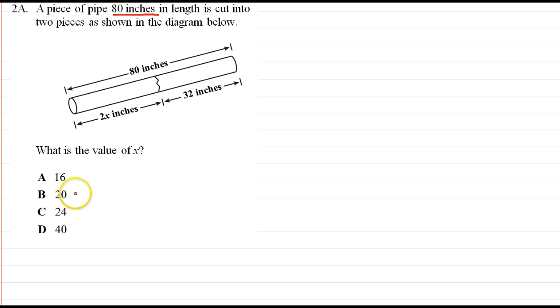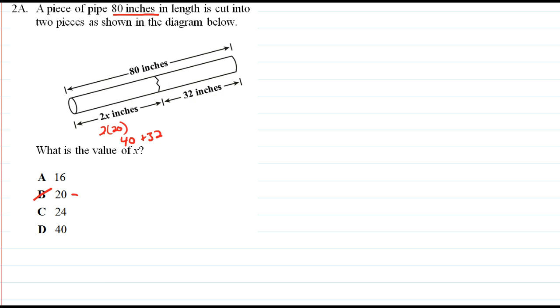So like we could pick 20, and it says 2x, so that would just be 2 times 20 is 40, and 40 plus 32 does not equal 80, so we know it's not B. So you could just keep plugging the numbers in until you get an answer that equals 80.